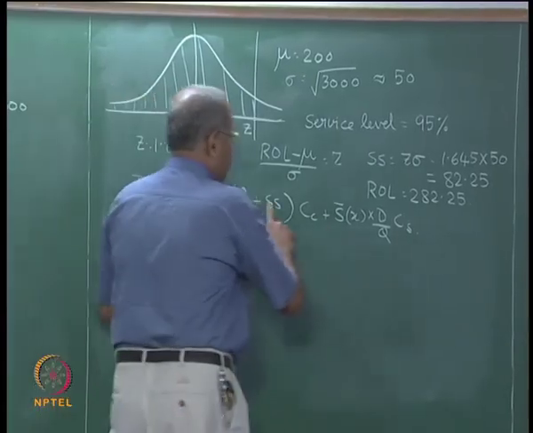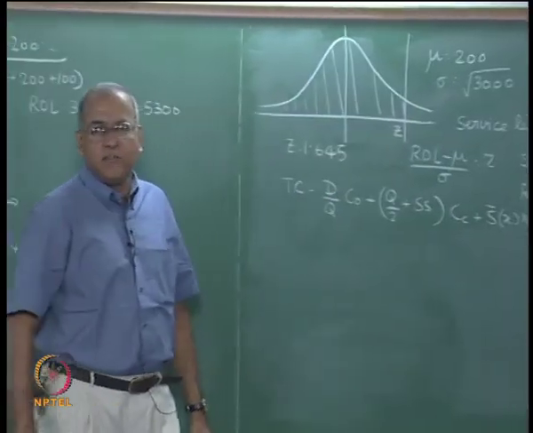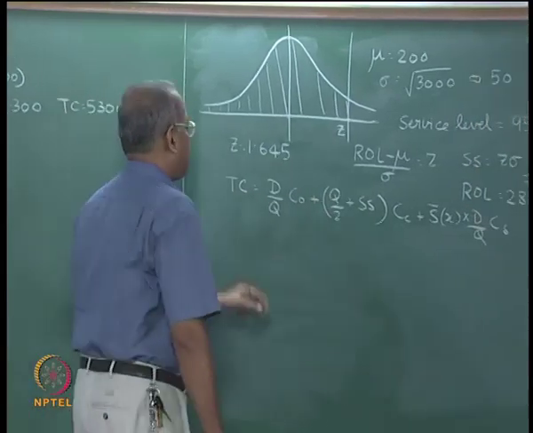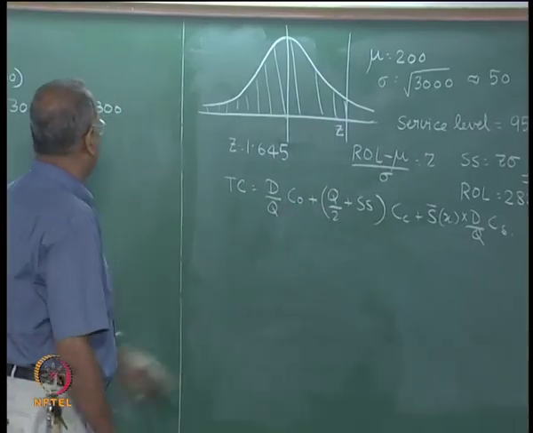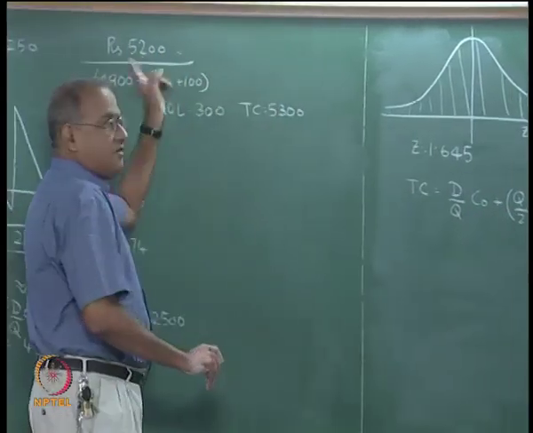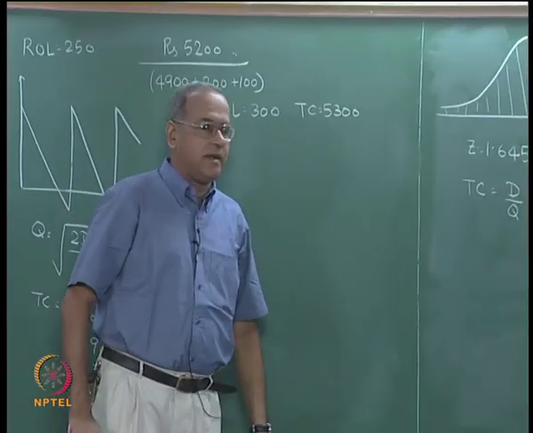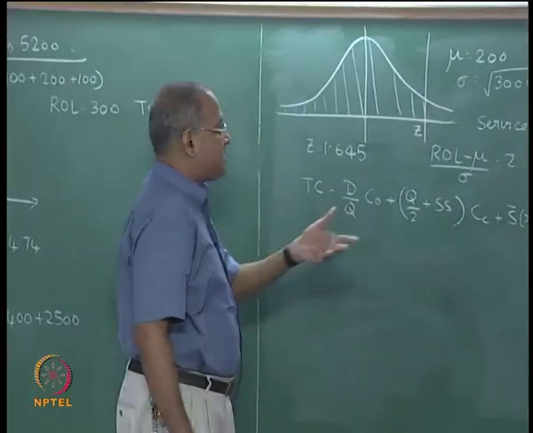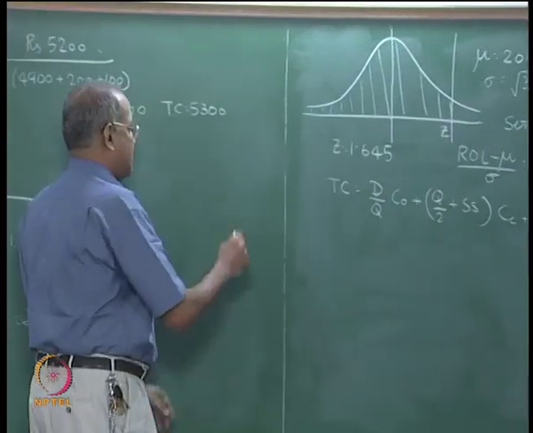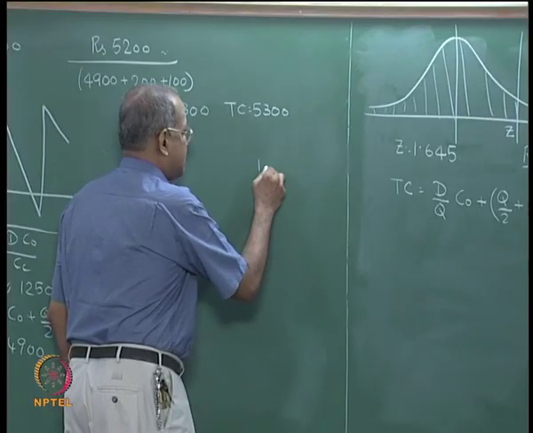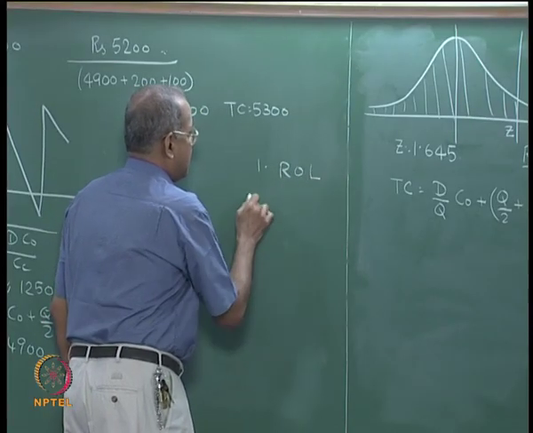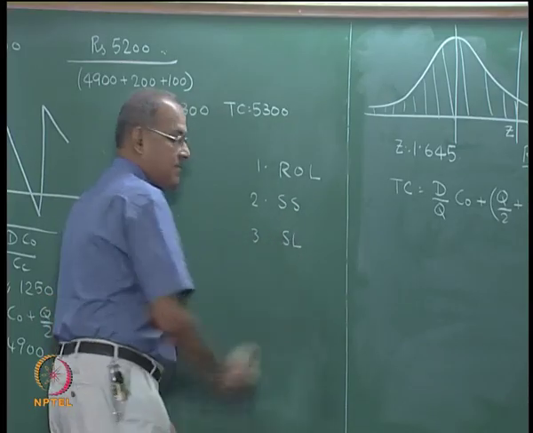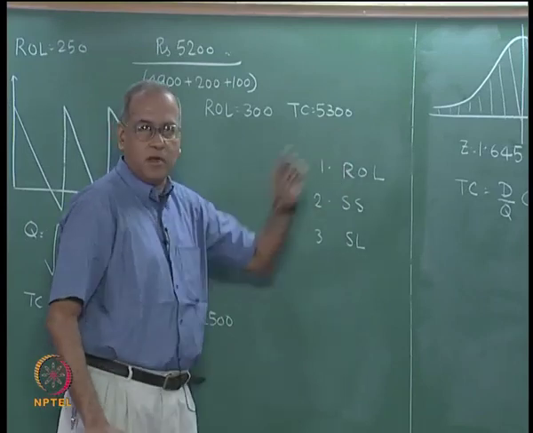Now, if we do all these three, then we will be able to find out the total cost, and then we will be able to compare this total cost with the cost of 5,200 that we obtained in the earlier case. So, there are three dimensions or three aspects that we will have to consider. The first one is the reorder level. The second one is the safety stock, the third one is the service level.